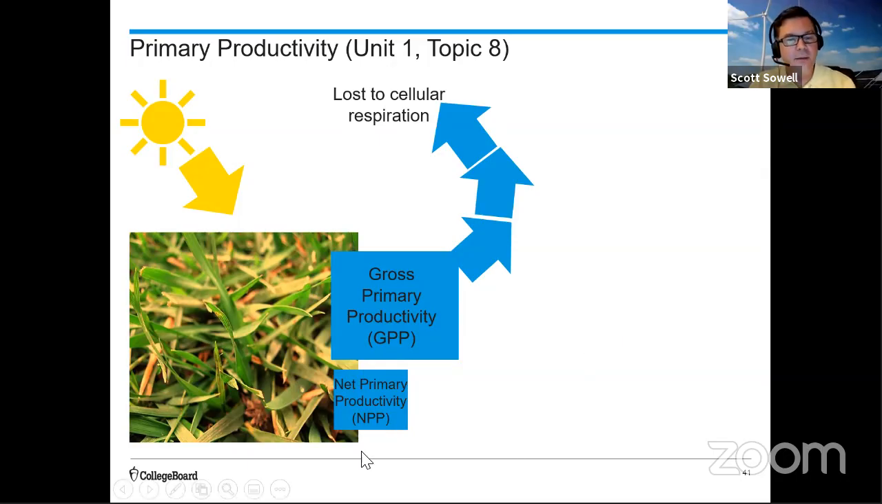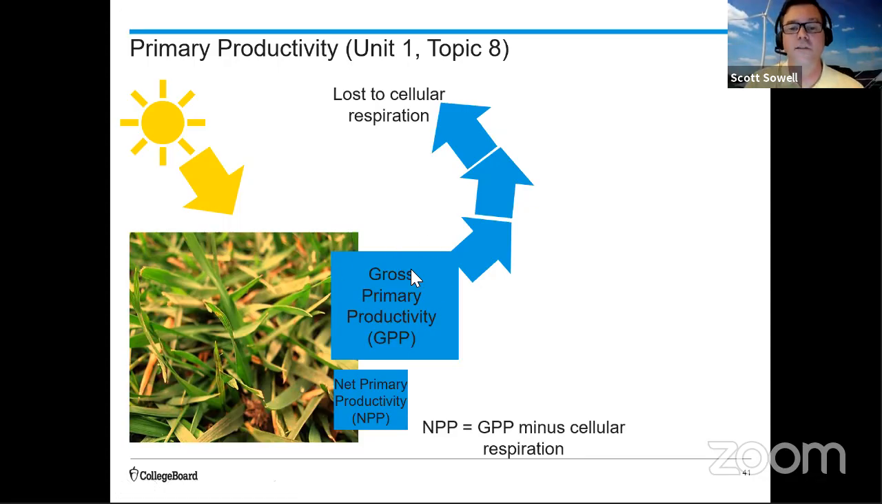And that amount of organic material or organic compounds can be turned into tissues for the plant for it to grow and get bigger. So again, all of the sunlight hits all the grass and it makes gross primary productivity, all of the energy, all of the organic compounds. But a lot of that is lost to cellular respiration just by the plant undergoing cellular respiration. What's left over is the NPP.